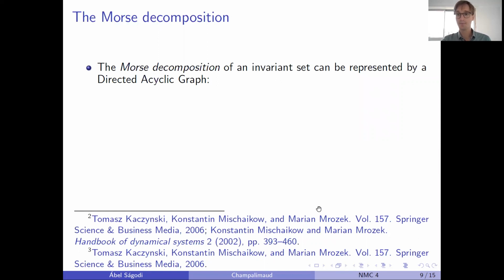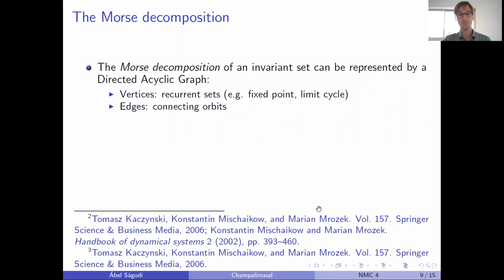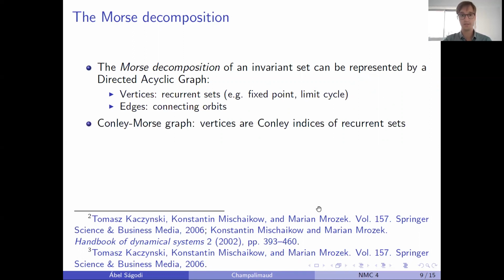Another way to summarize the behavior of a dynamical system is the Morse decomposition, which can be represented by a directed acyclic graph, given by a set of vertices, which are the reference sets, which can be anything like a fixed point or a limit cycle, and the edges, which are the connecting orbits between these reference sets.